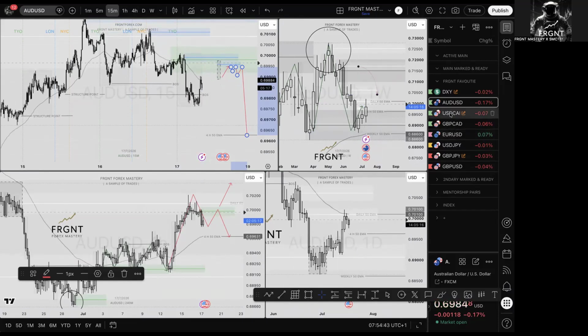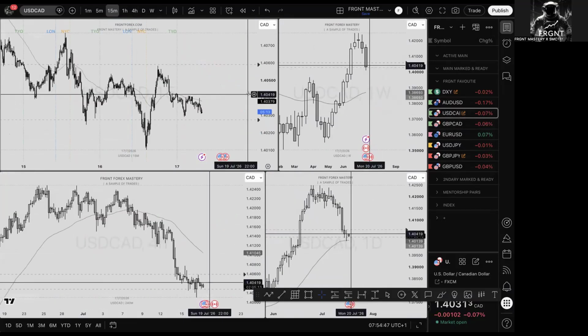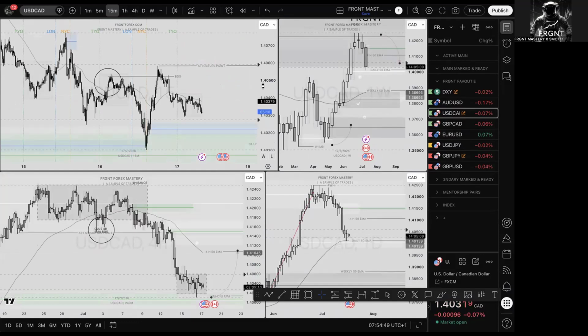AUD US dollar. For me, I'll update you guys throughout the day. As I always say, I am actively trading today, so therefore anything I do, I'll give you guys a message as well. US dollar CAD. So what do we have for US dollar CAD?